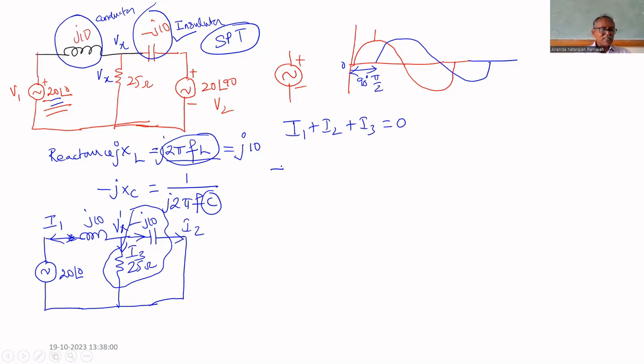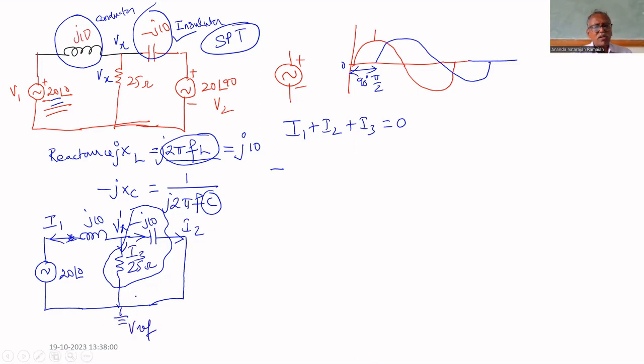J10, the reactance is J10. The voltage across this path: which is higher voltage, Vx dash or 20? Vx dash, because the current direction is from this junction to that junction. This is V reference.